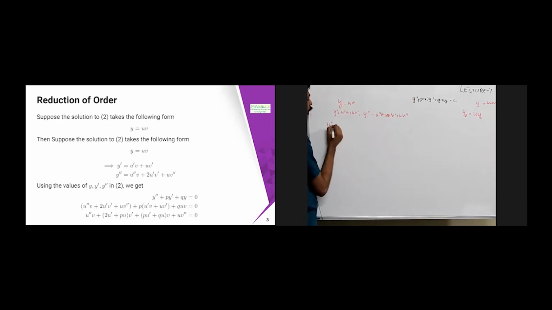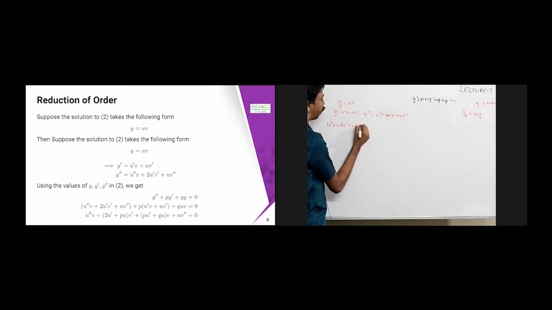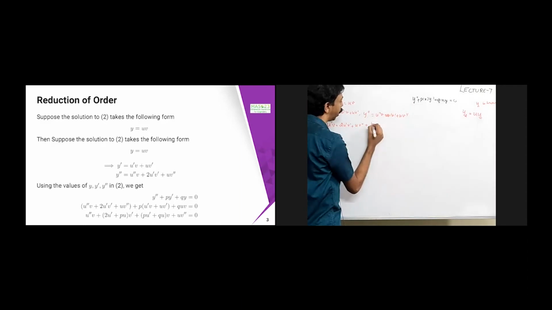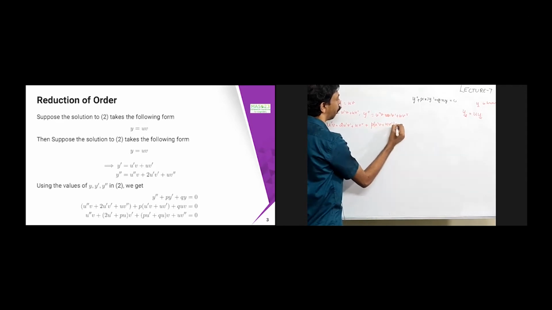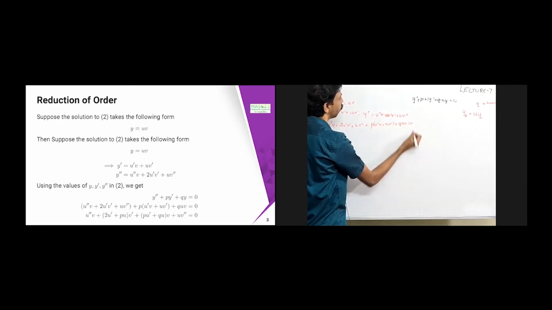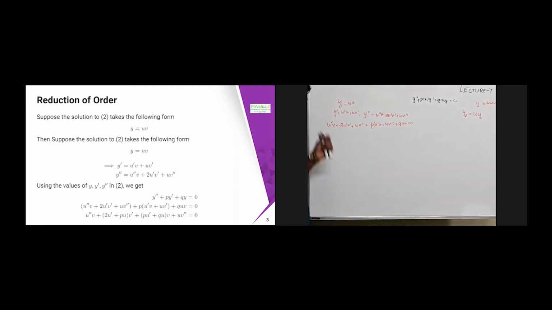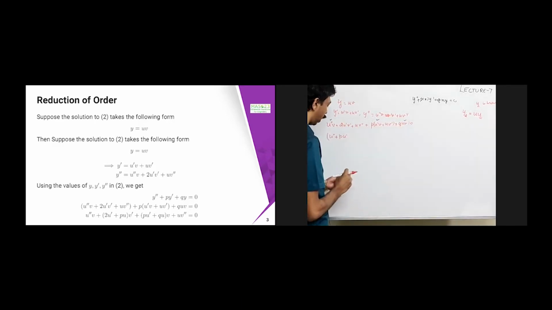Therefore, I am going to get u''v + 2u'v' + uv'' + p(u'v + uv') + q uv = 0. Now I am going to collect the v terms first. So that is going to become (u'' + p u' + q u) v.